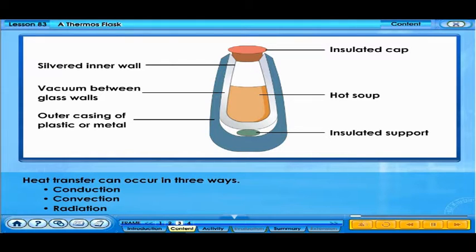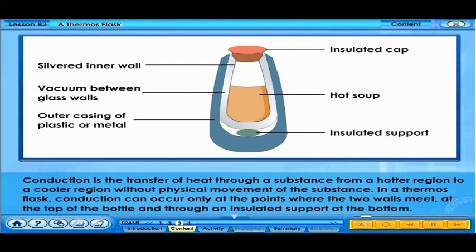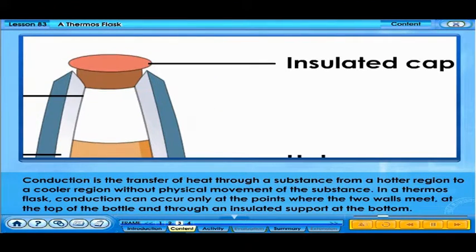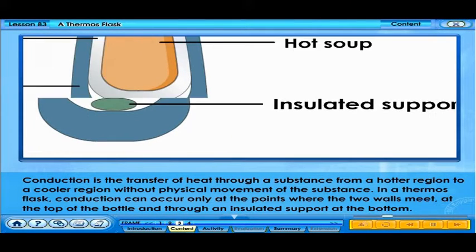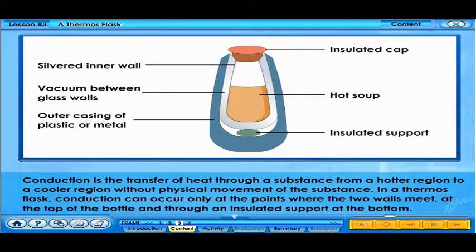Heat transfer can occur in three ways: conduction, convection, and radiation. Conduction is the transfer of heat through a substance from a hotter region to a cooler region without physical movement of the substance. In a thermos flask, conduction can occur only at the points where the two walls meet, at the top of the bottle, and through an insulated support at the bottom.